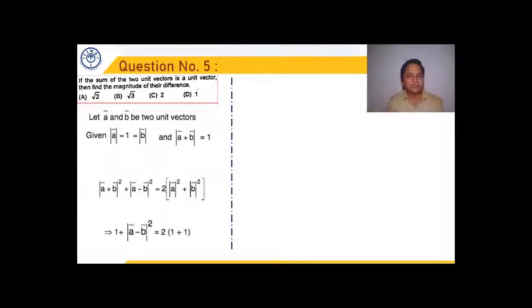Now since A plus B is a unit vector, its modulus is 1. So 1 squared is 1, plus the A minus B modulus we wish to find. So A minus B modulus squared is equal to twice of modulus of A is 1, 1 squared is 1, plus modulus of B is 1, 1 squared is 1. So 1 plus 1, 2 on the right hand side multiplied by 2 becomes 4. And when this 1 on the left hand side goes to the right hand side, it gets subtracted from 4. So 4 minus 1 becomes 3. So A minus B modulus squared is equal to 4 minus 1, which is 3.